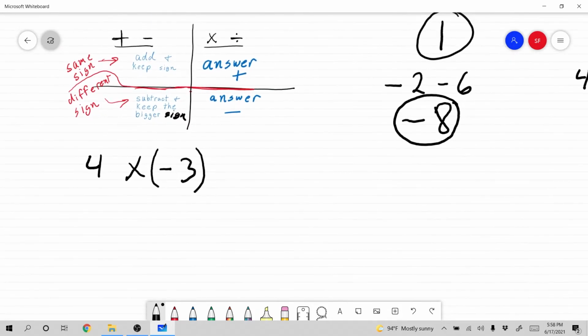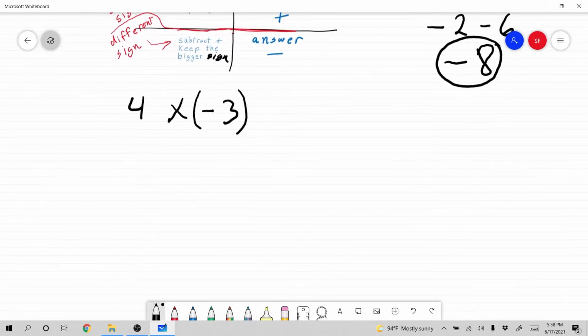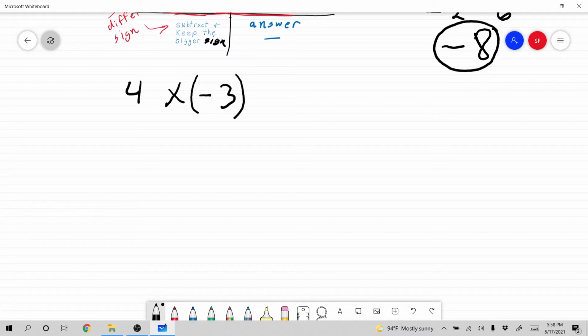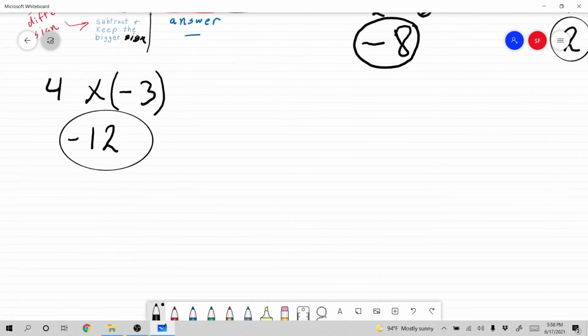Again, for multiplication and division, we're just multiplying or dividing. We just have to know whether our answer is positive or negative. So 4 times 3 is what? 12? Yes. Different sign, answer is negative. That's it. All there is to it. Multiplication and division is easy money.